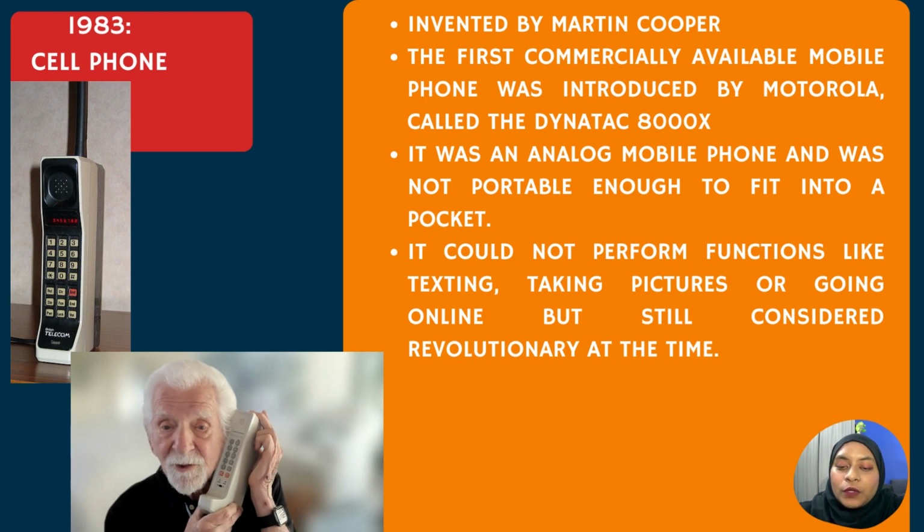The cell phone was first invented in 1983 by Martin Cooper. The first commercially available mobile phone was introduced by Motorola, called the DynaTAC 8000X. It was an analog mobile phone and was not portable enough to fit into a pocket. It could not perform functions like texting, taking pictures or going online, but was still considered revolutionary at the time.